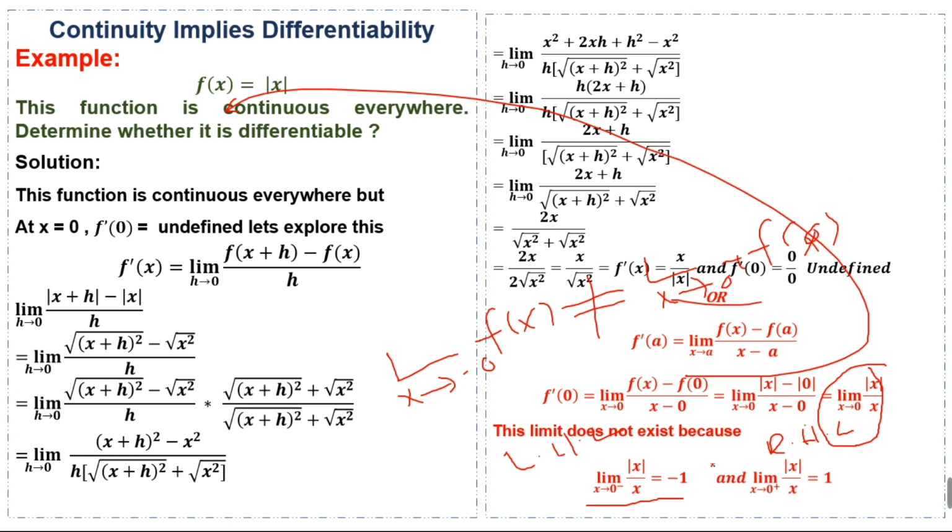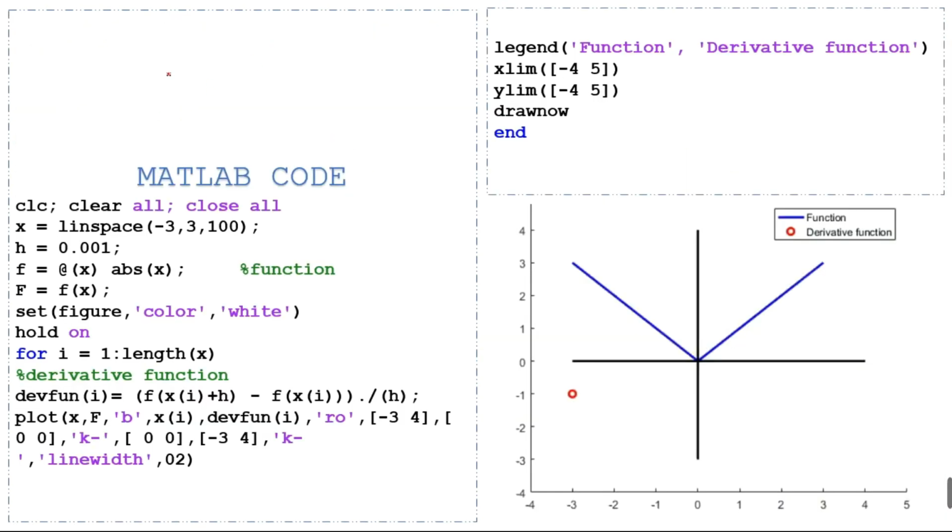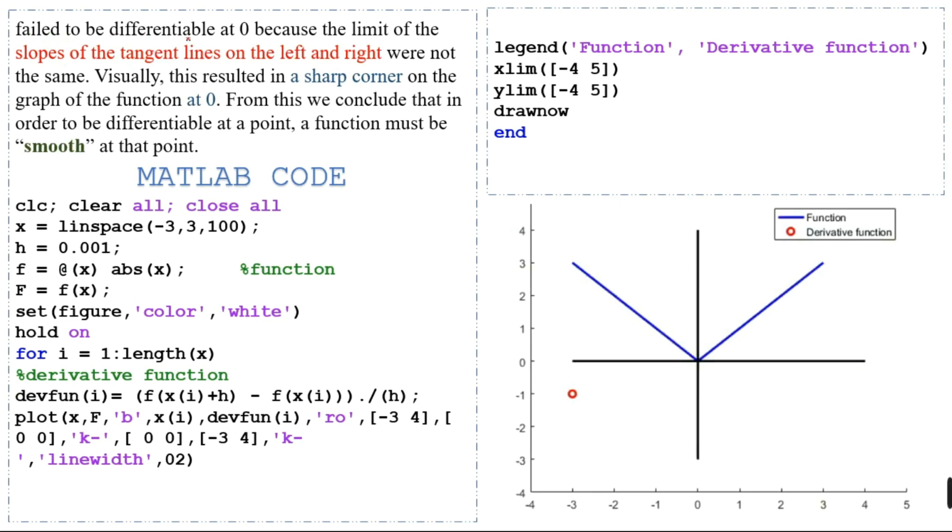So this means the slope of the tangent line will be different for x less than 0 and for x greater than 0. Here we can see the slope of the tangent line. We know that the derivative of the function is equal to the slope of the tangent line. Now, this function f of x is equal to mod of x fails to be differentiable at x is equal to 0 because the limits of the slope of the tangent line on the left and right are not the same.